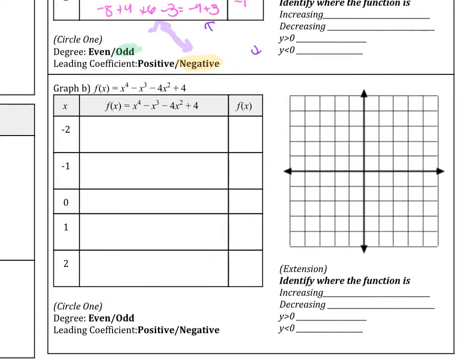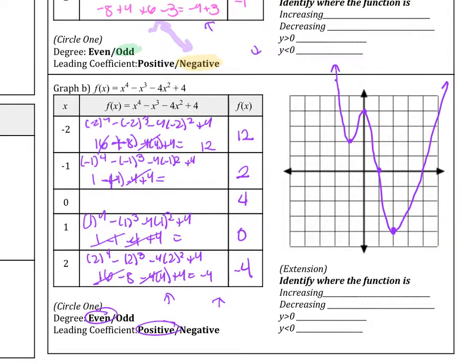So try out this example here, x to the 4th minus x cubed minus 4x squared plus 4, and try it out. All right, so if you tried this out, if you plugged in negative 2, you'd have gotten a positive 12. Plug in negative 1, you would get 2. At 0, you get 4, which is our y-intercept. At 1, you get 0. And 2, you get negative 4.